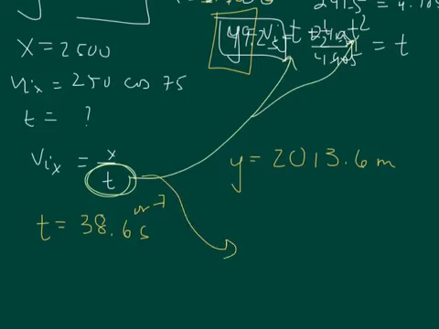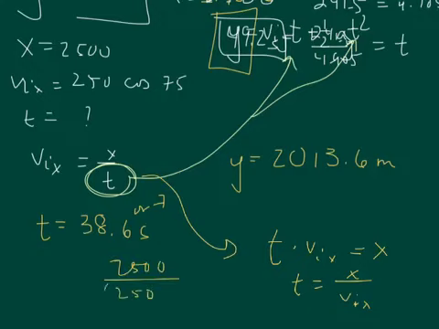To solve for time, you multiply by time, which makes it T VIX equals X, and then divide by VIX. So it's X over VIX: 2,500 over 250 cosine 75. Did you put your 250 cosine 75 in parentheses? If you didn't, it's not going to work. Look at the board. Double parentheses. It's possible you're right, that it's not 38.6. Okay, it is? Okay.